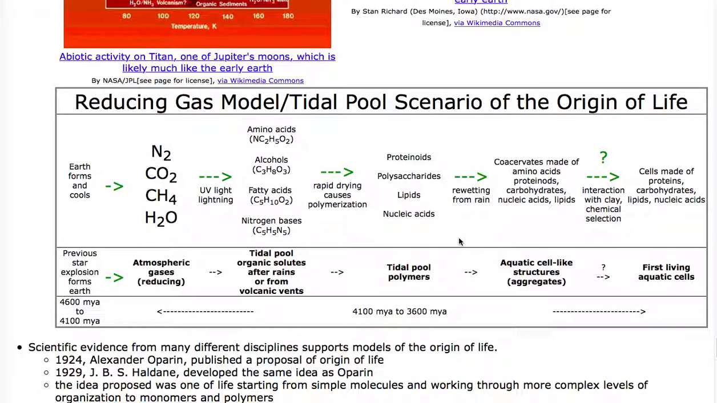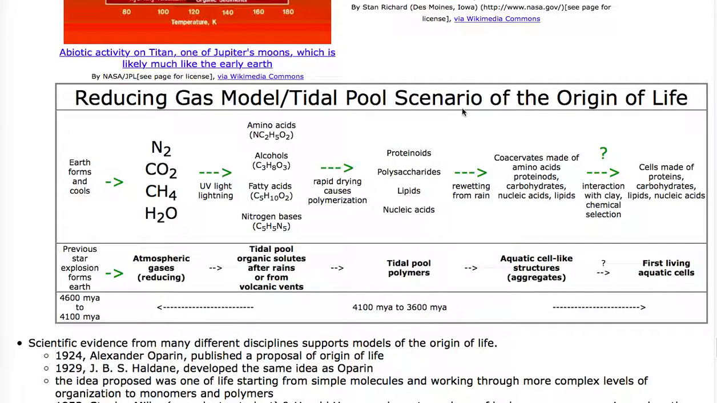The reducing gas tidal pool scenario is summarized in this table. You have atmospheric gases in the form of reducing gases being hit by ultimately ultraviolet light, UV, or lightning, and then that forms tidal pools full of cocktails of chemicals. The cocktail of chemicals would have led to the first polymers by drying of the tidal pools.